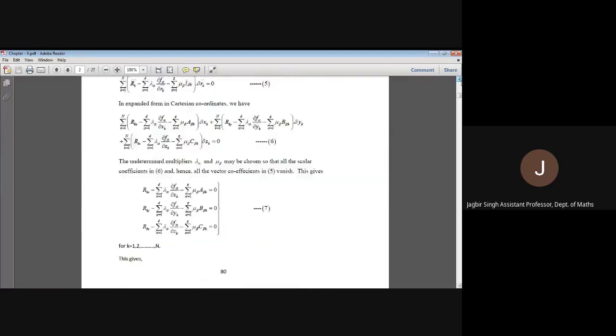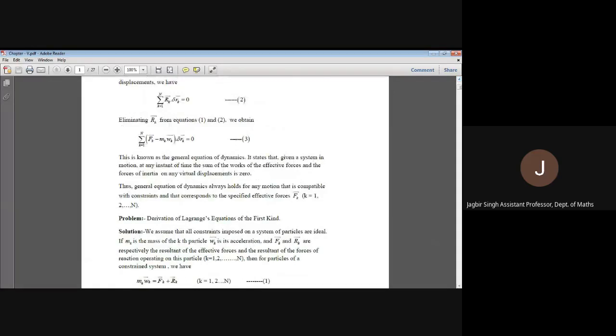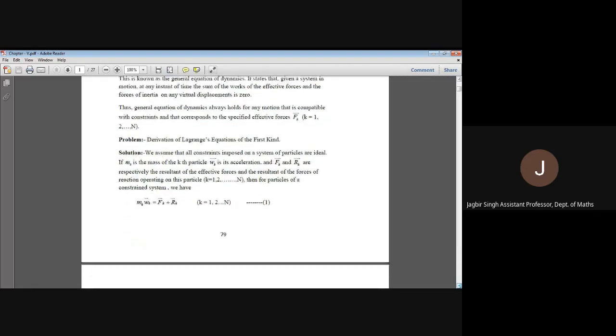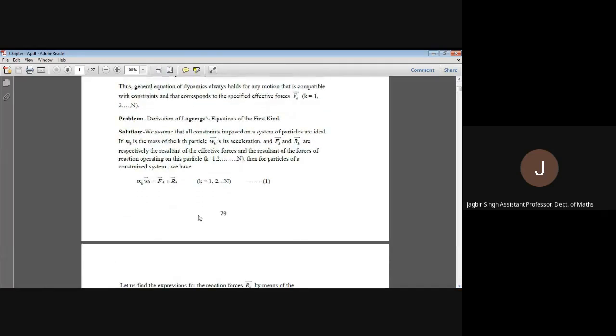Okay, let me repeat it again. A quick review. Basically, we are going to derive the Lagrange equation of first kind. To derive that, yesterday we obtained that if some system of particles is given, and mk is the mass of the kth particle, wk is its acceleration, fk is the effective force, and rk is the reaction force, then the equation for possible acceleration is mkwk equal to fk plus rk.